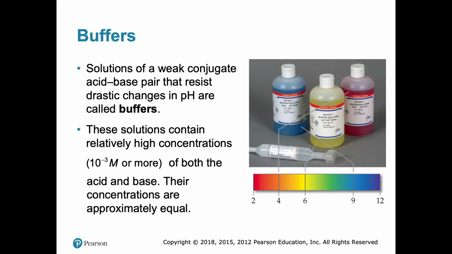And so buffers, right, are solutions of weak conjugate acid base pairs that resist drastic changes in pH. These are called buffers, right? These solutions contain relatively high concentrations, 10 to the minus 3 molar or more, of both acid and base, and their concentrations are approximately equal. So what you actually see in this picture here are buffer standards. We use these a lot in chemistry.